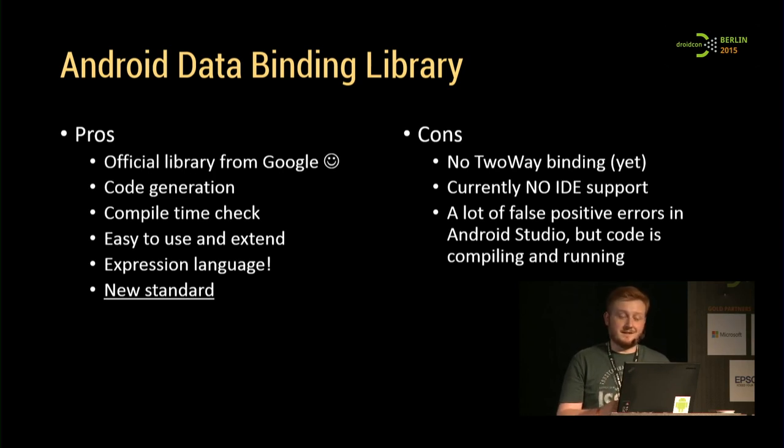And the cons. Unfortunately, right now, there is no two-way binding. I asked one guy from Google if they are preparing to add this functionality in the future. And he said that they have it on their to-do list, but he doesn't know when they will implement it. And unfortunately, currently, there is no IDE support for these libraries, so you will have a lot of false positive errors in IDE. However, the code will compile and run.